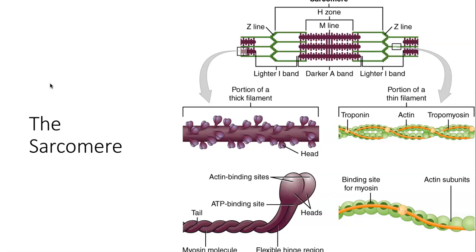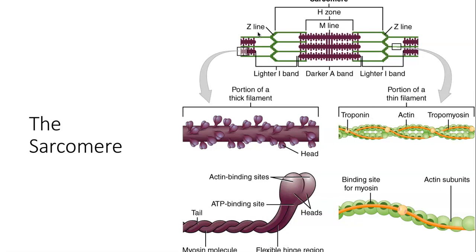It's bordered by structures called Z discs, which you see right here as Z lines. Now, they're lines because this is a two-dimensional picture. They're Z discs when you look at the three-dimensional figure. It's bordered by those structures to which the actin microfilaments are anchored.